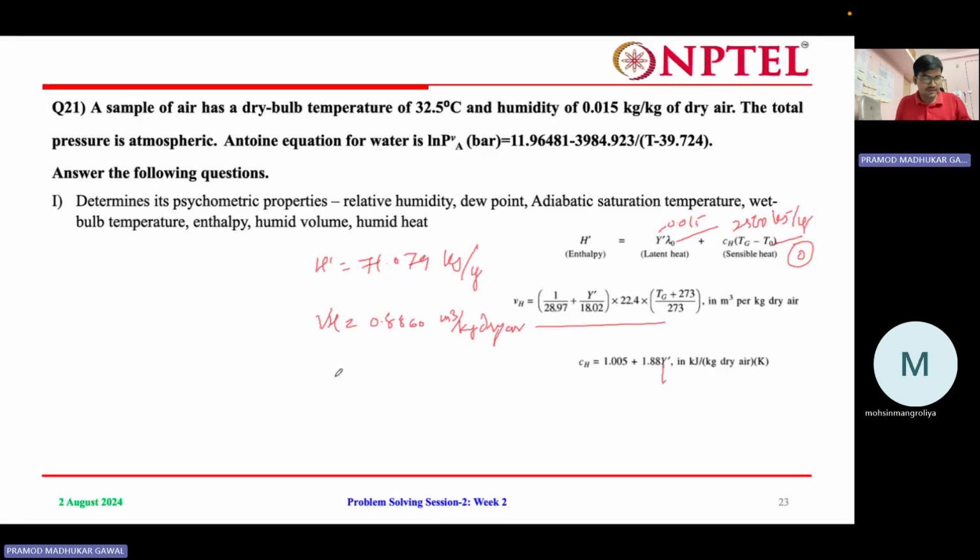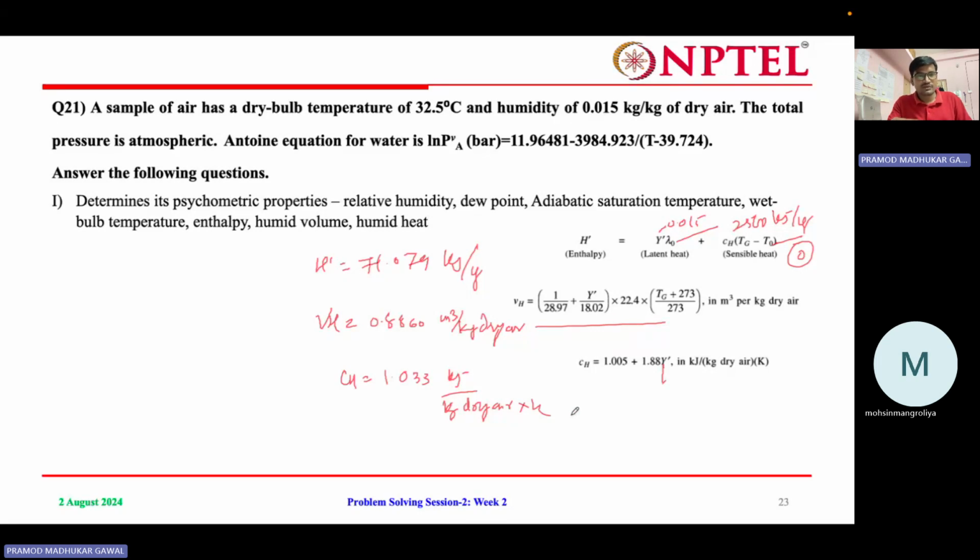The next property is the humid heat. Here the equation is given. So CH is equal to 1.033, and the unit is kilojoule per kg dry air into Kelvin, right? So we calculated all the properties.